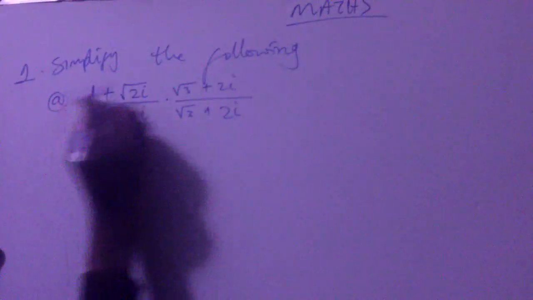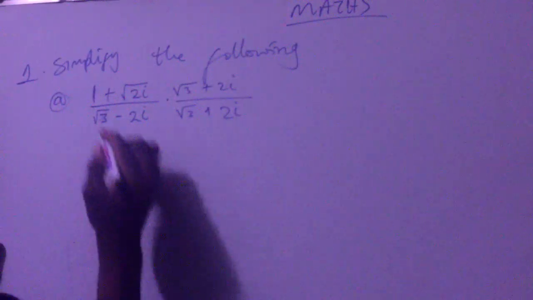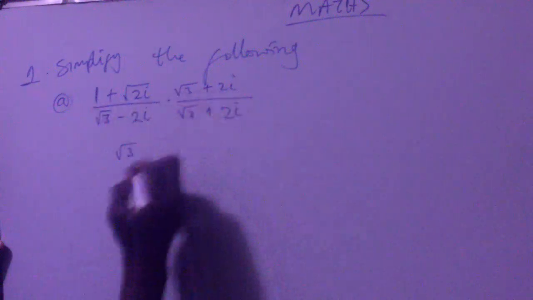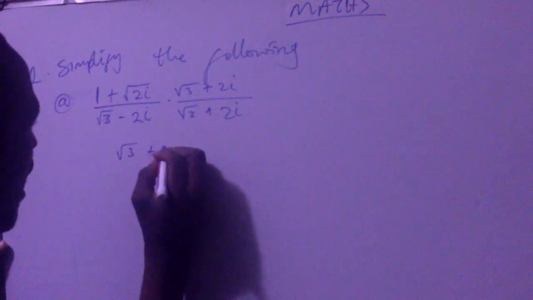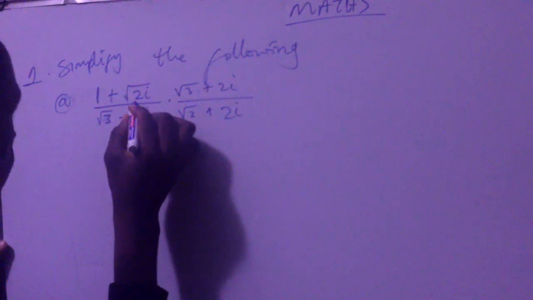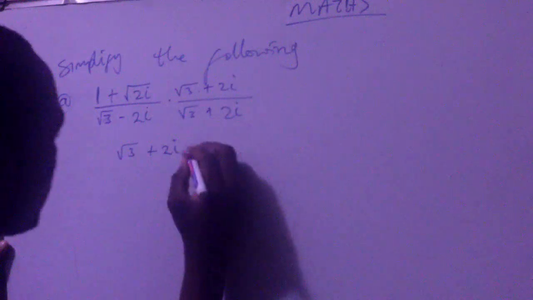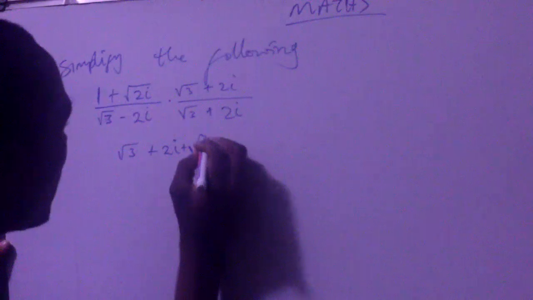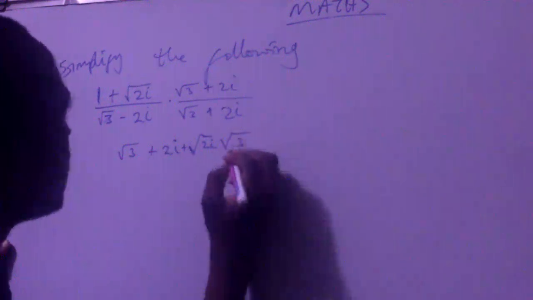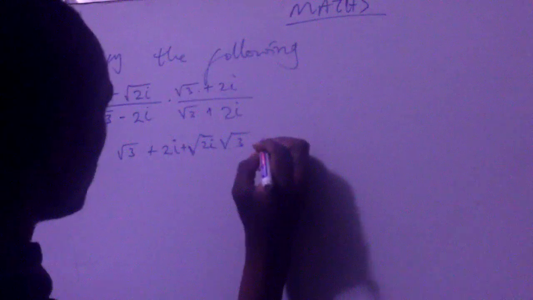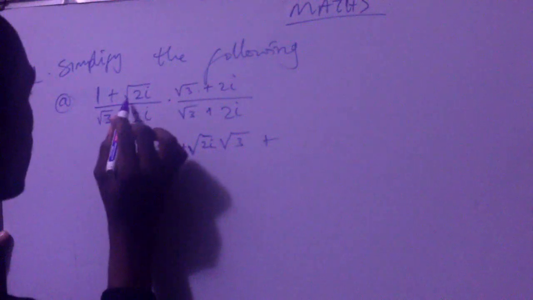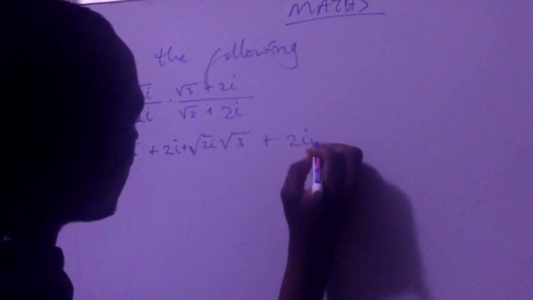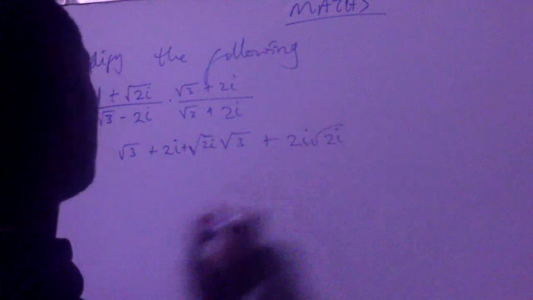First of all, we'll begin with what is on the numerator. So this is 1 times root 3, which is root 3. 1 times 2i, which is 2i. Then root 2i multiplied by root 3 gives us positive root 2i root 3. Next, plus root 2i multiplied by 2i, which is going to give us 2i root 2i, like this.